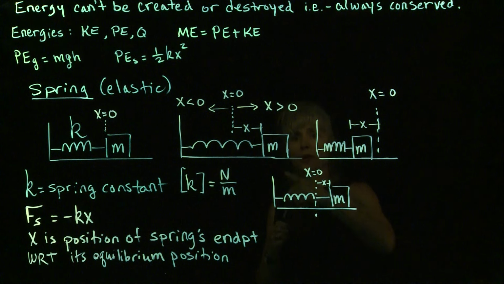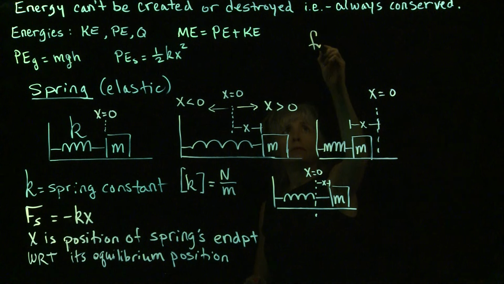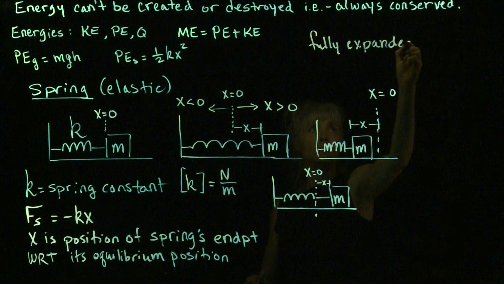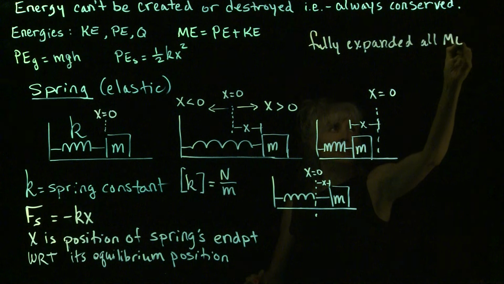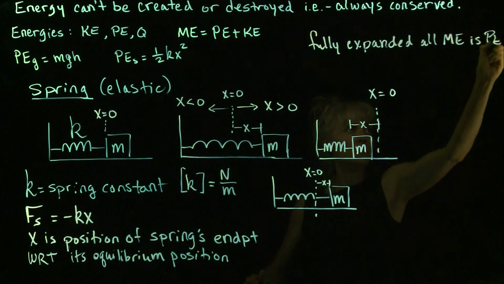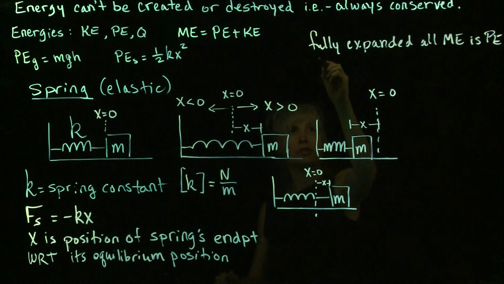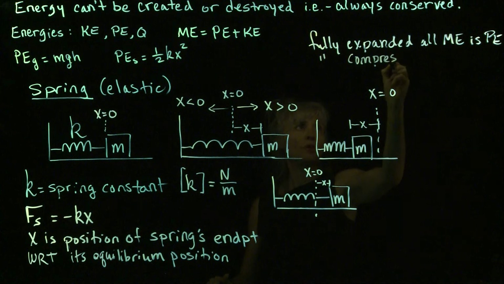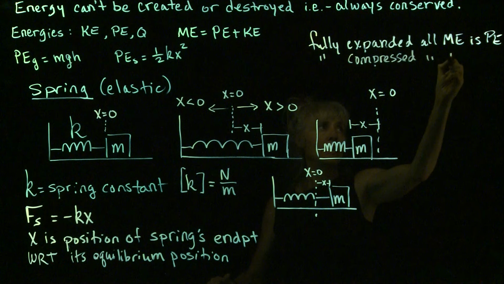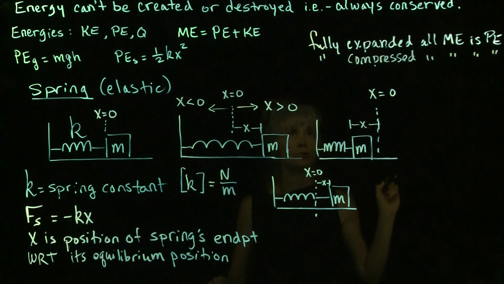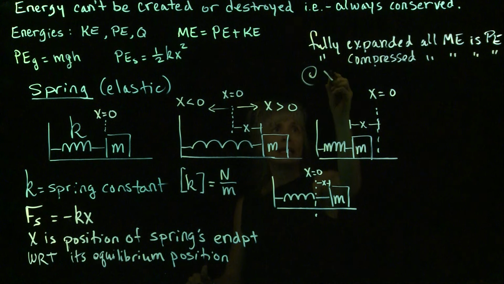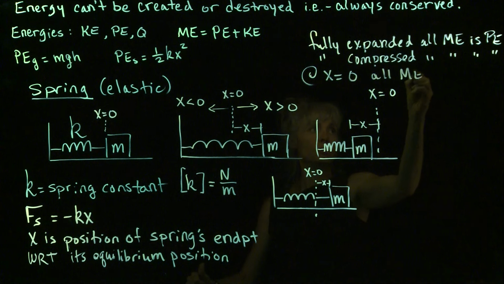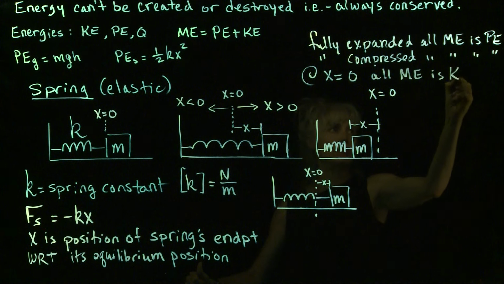So in this scenario, fully expanded, all ME is PE. It's all in the form of potential energy. Fully compressed, same scenario. All mechanical energy is potential energy. And at x equals 0, all mechanical energy is kinetic energy.